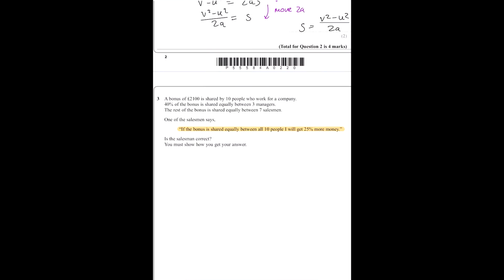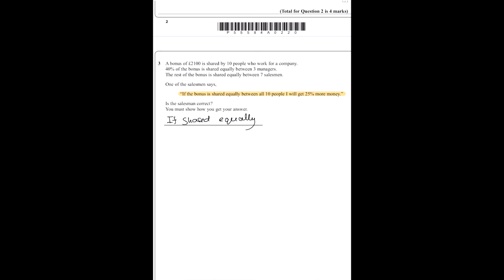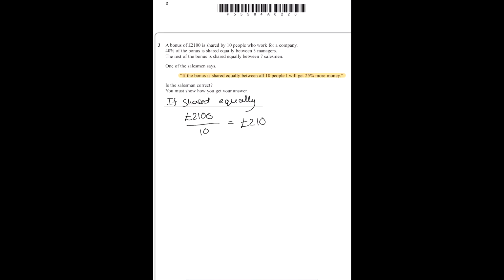Let's see. So if we have the situation where it's shared equally, then we can say 2,100 shared equally between 10, which is £210. And then we've got the other scenario, which is this here.